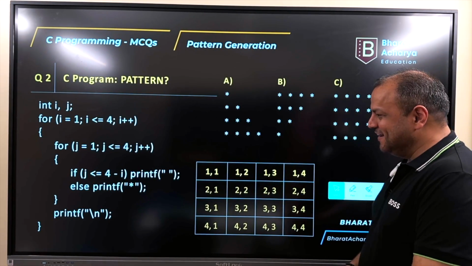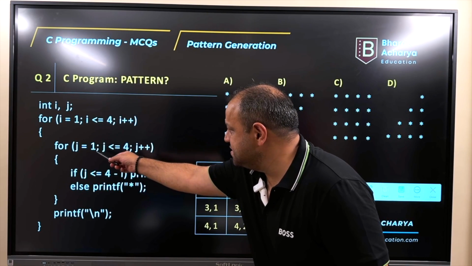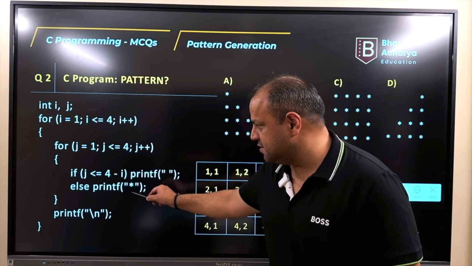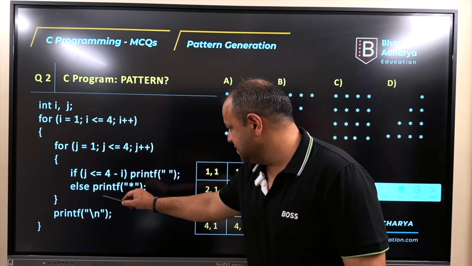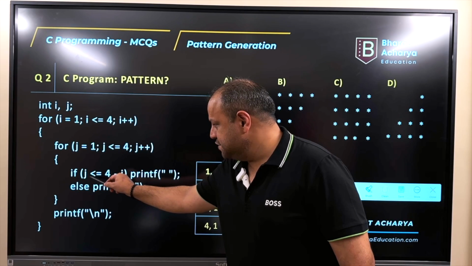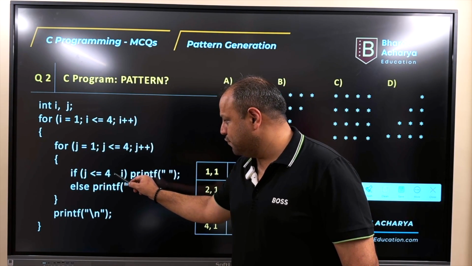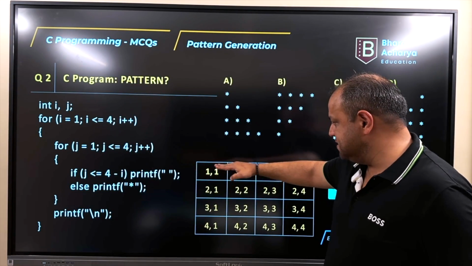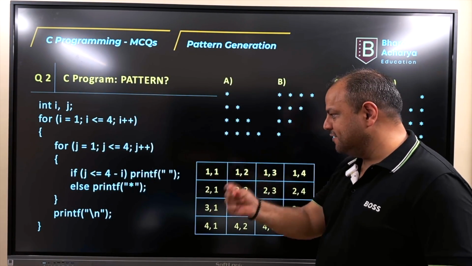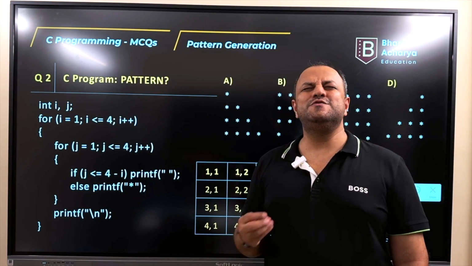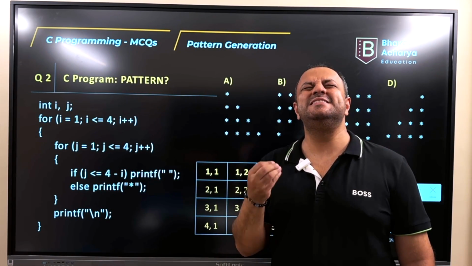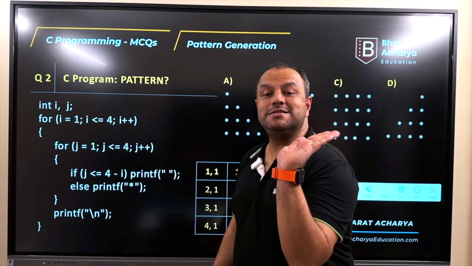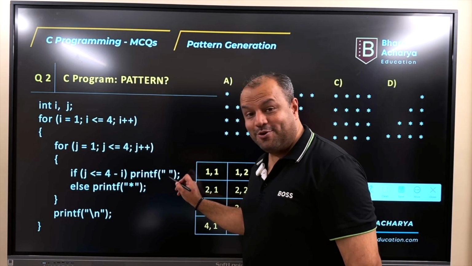Okay, let's go ahead. Now, both I and J are going up to 4. In every iteration, you will print a star on a certain condition and not print it on a certain condition. Let's see what the condition is. If J is less than equal to 4 minus I in the first iteration, that means in the first row, I is 1. 4 minus I means 4 minus 1. 4 minus 1 is 3. If J is less than equal to 3, then skip. Skip, okay, not print a star, skip.